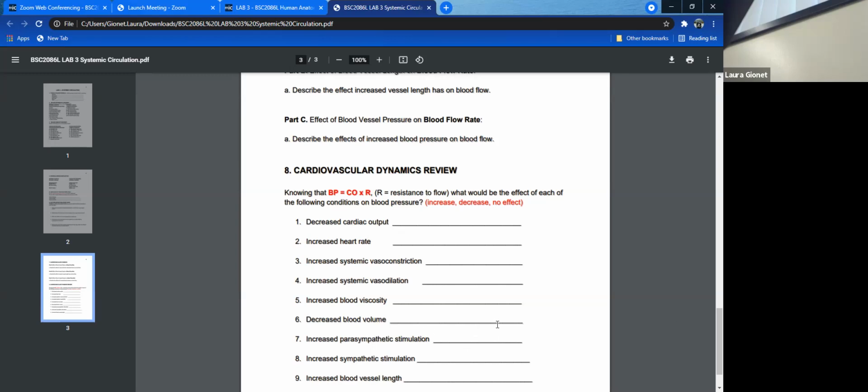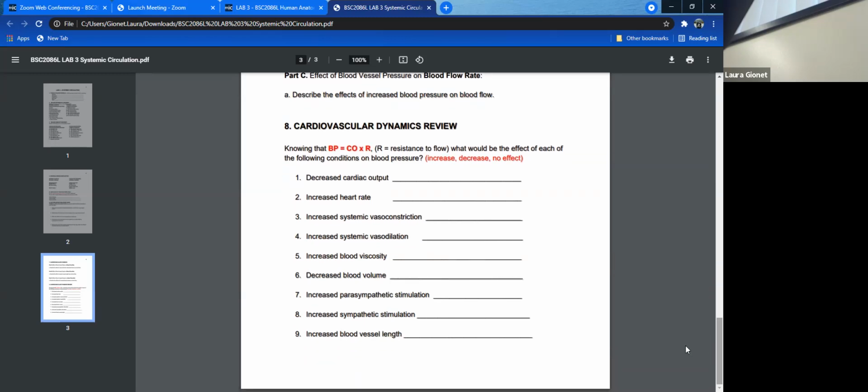Decrease blood volume. So that's a good one. If we decrease the volume of blood circulating, overall volume, it didn't say you're dehydrated, it just means overall volume of blood, it means we've decreased the resistance. If we decrease the resistance, we decrease blood pressure.